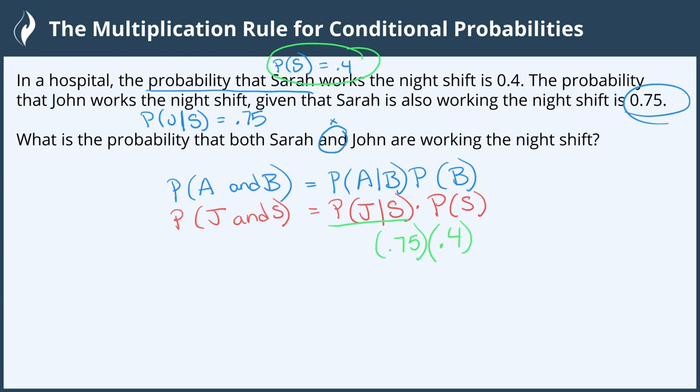0.75 times 0.4 in my calculator is 0.3. So the probability that Sarah and John are both working the night shift is 0.3, and now we're all done.